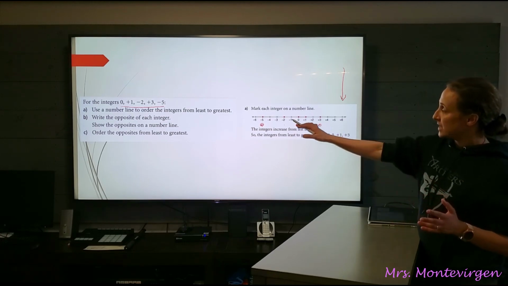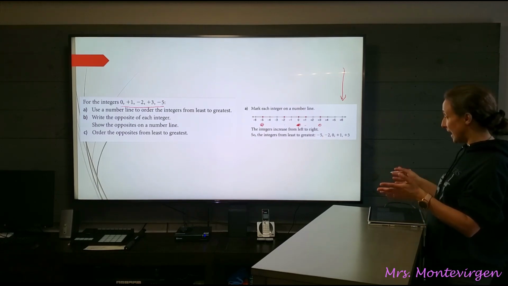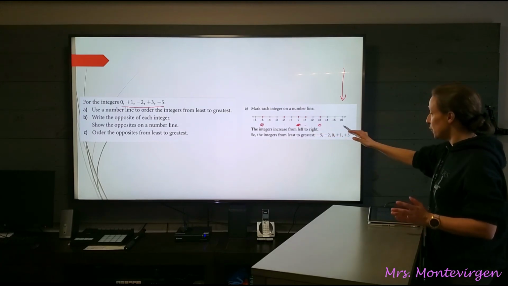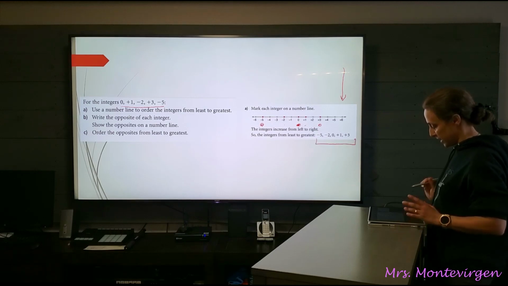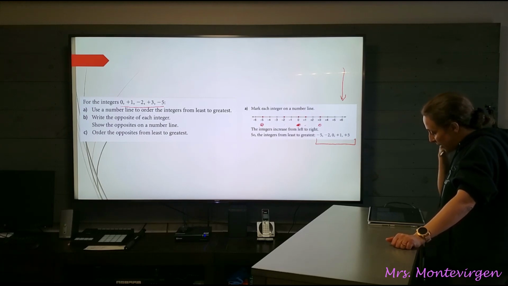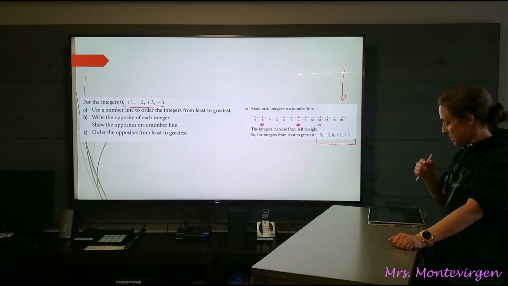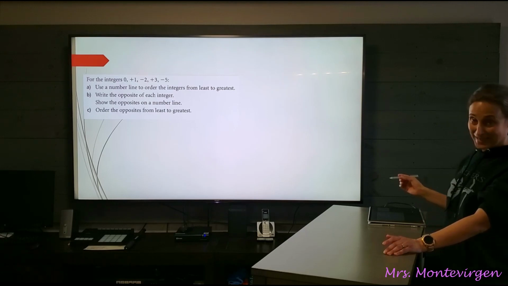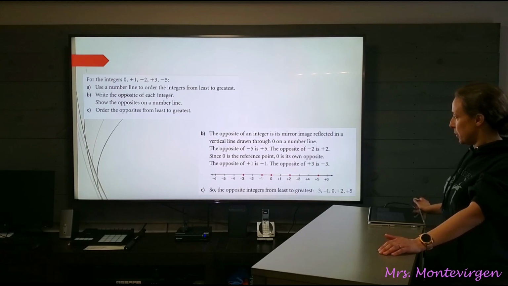Now, if you remember, go back to A, it's asking us to rank them from least to greatest. If you take a look at the number line, it's literally right in front of you. So as you can see, negative 5, negative 2, 0, 1, and positive 3. And that's what we have going on down here. Okay? Now, here's the other part. The other part now is asking us to write the opposites of each number. And that's what we're going to do right now. And again, I have the answers. So let me share those answers with you.